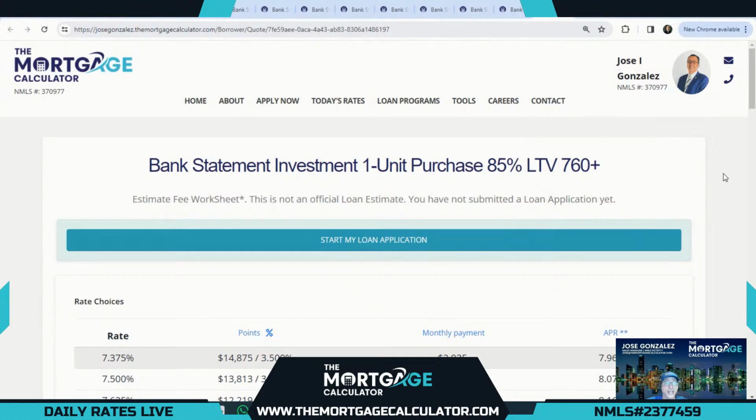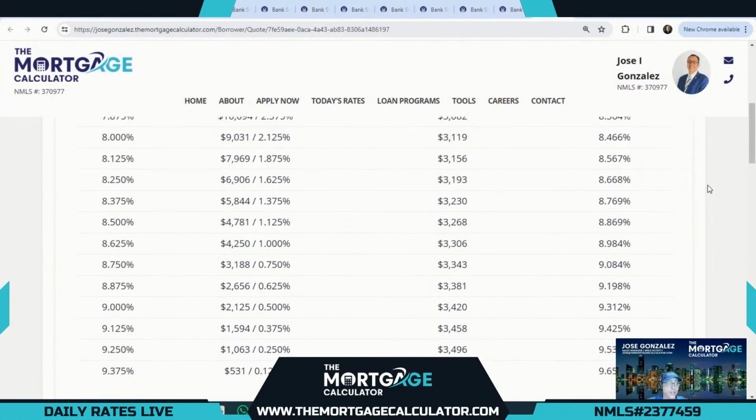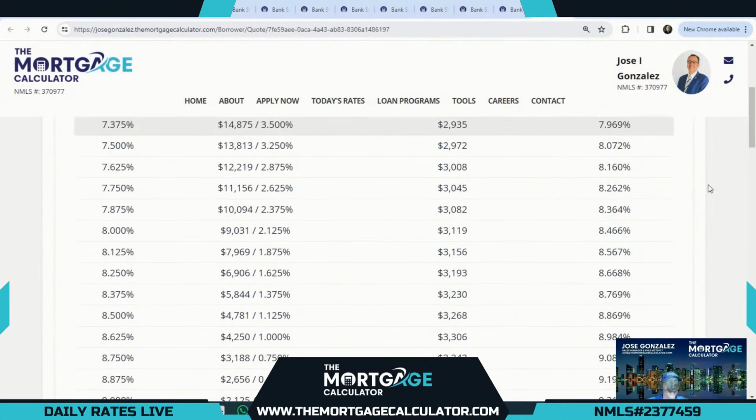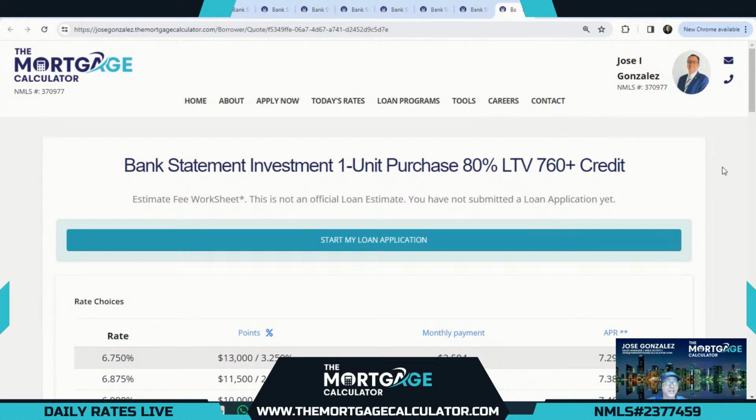85% LTV is the maximum possible for this loan type, bank statement, investment property. And we are looking at 9.375 as our lowest cost option, and you can buy that down all the way to 7.375%. That's pretty amazing.